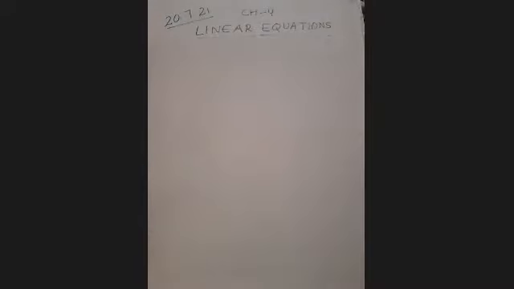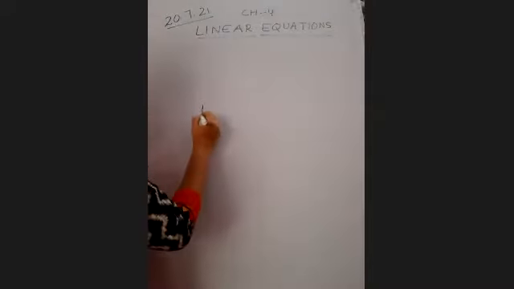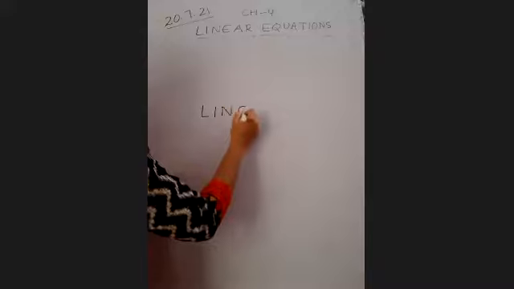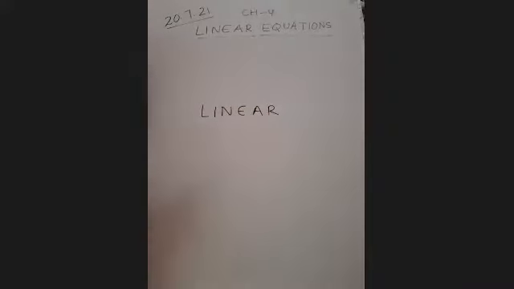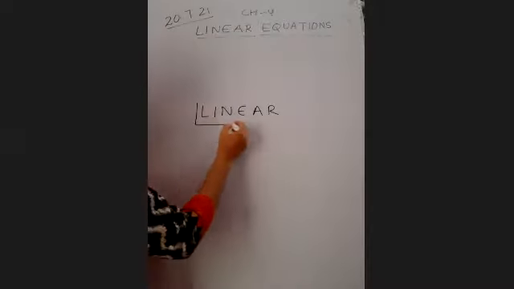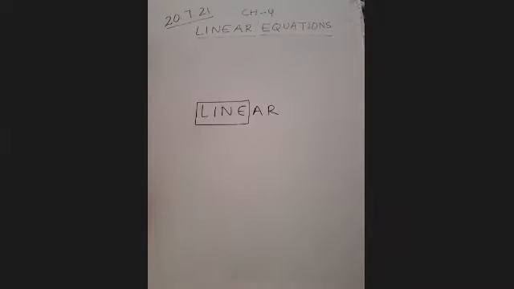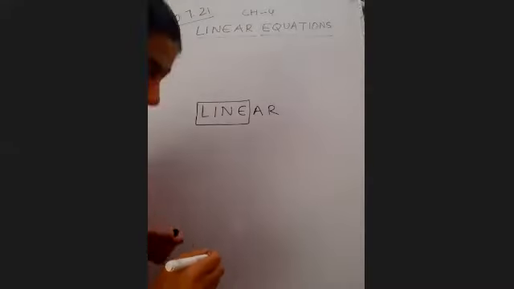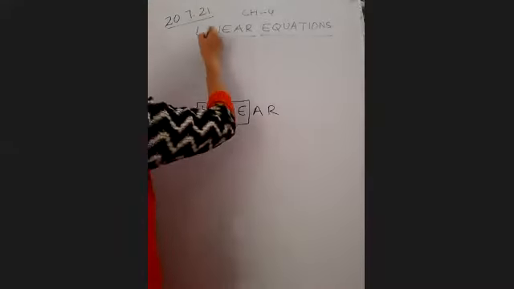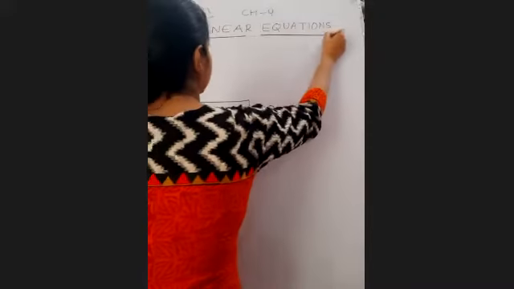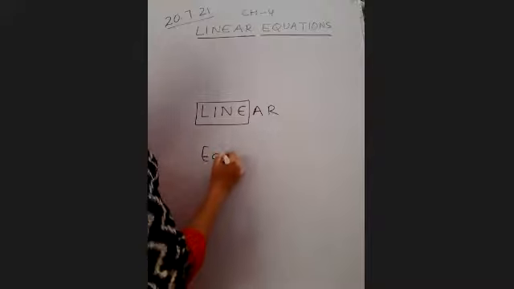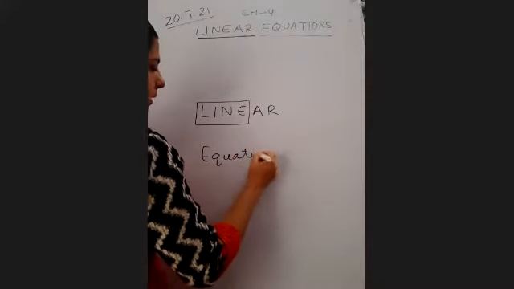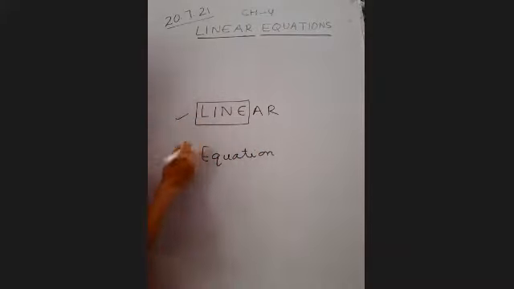Children, linear equations. Now, in the term linear, there is a hidden term. And the hidden term is line. The hidden term is line. And when we talk of linear equation, it can be broken in two terms, divided in two terms, linear and equation.